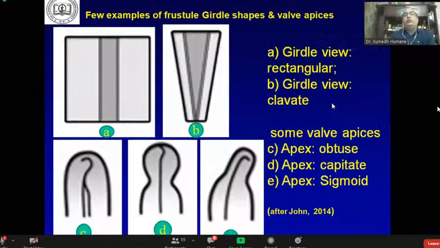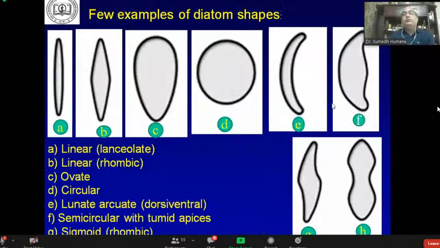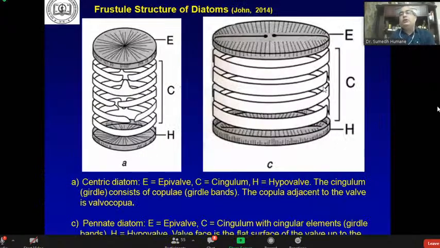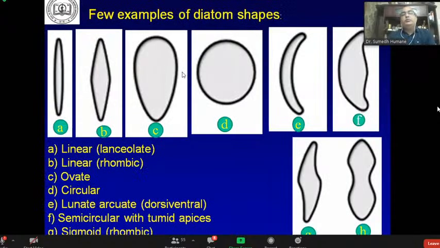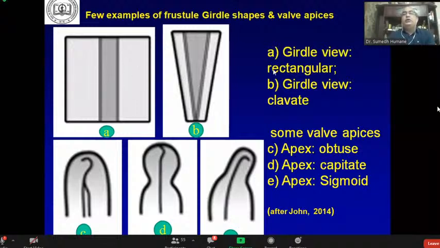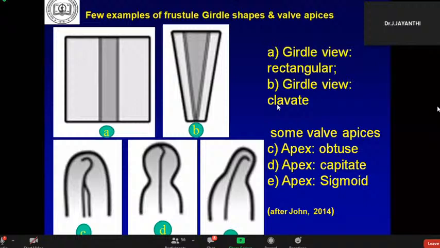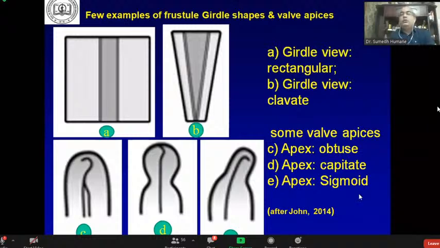In between the two valves, just now I showed you, the epi and the hypo, you have the girdle or the cingulum. You can see the girdle view also varies from species to species. A few examples I have given here. It could be the rectangular one, it could be the clavate one. There are many other examples of girdles. Apart from the girdle, you need to take into account the apex, how the apices of these diatoms look. You can see this diatom has an obtuse apex, whereas another one is capitate, the third one is sigmoid. Likewise, you need to identify the apex pattern also.